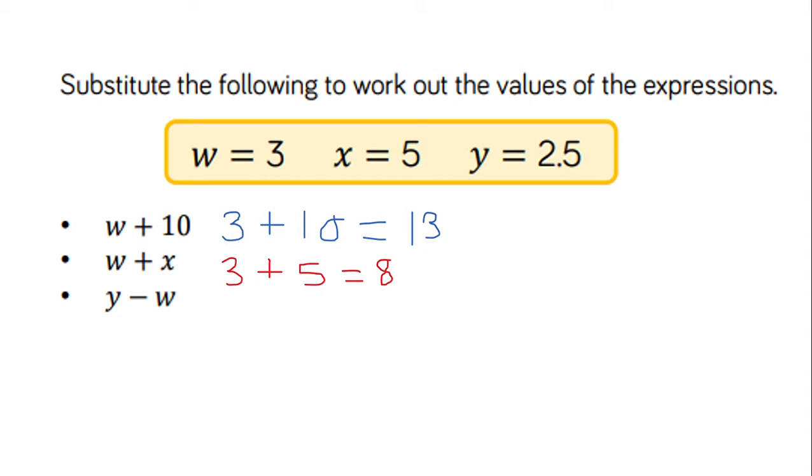And then the third one, y minus w. I substitute the y for 2.5 and the w for 3, to do 2.5 subtract 3, which equals minus 0.5. The value of the expression y minus w equals minus 0.5. Okay, well done if you got those right.